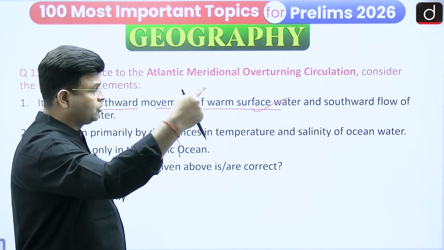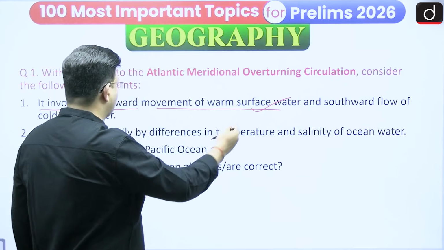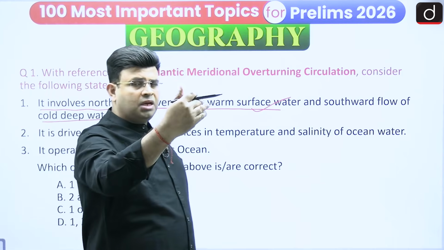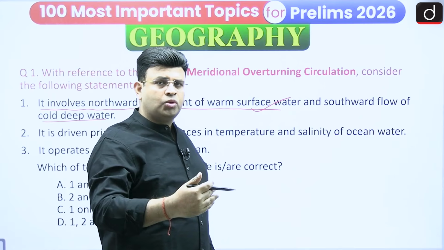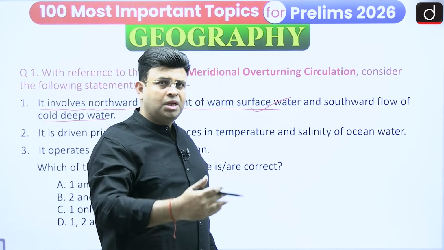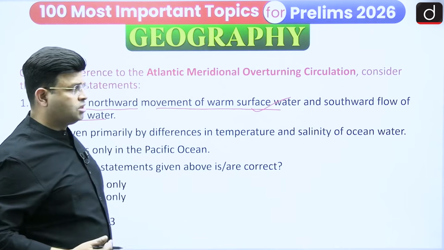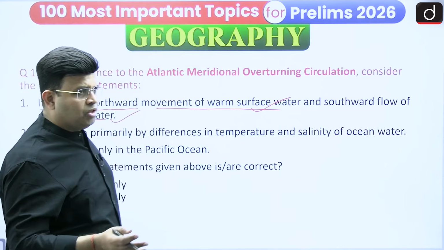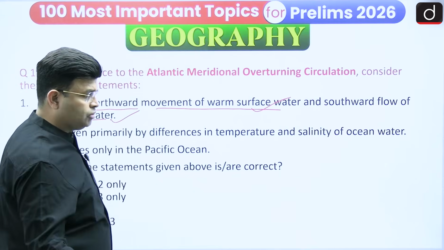Warm surface water moves northward from the equator to the pole, and there is a southward flow of cold deep water. Near the polar region, that cold water descends and convects downward, and in the deeper region it flows from the pole to the equator, turning southward. So that is a correct statement. If you have any kind of problem, you can go and see the last 5th episode. It will be very important for you.